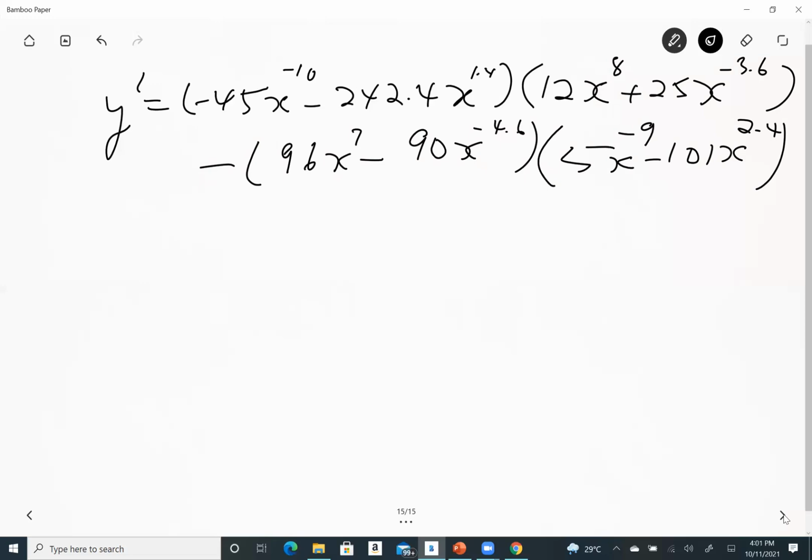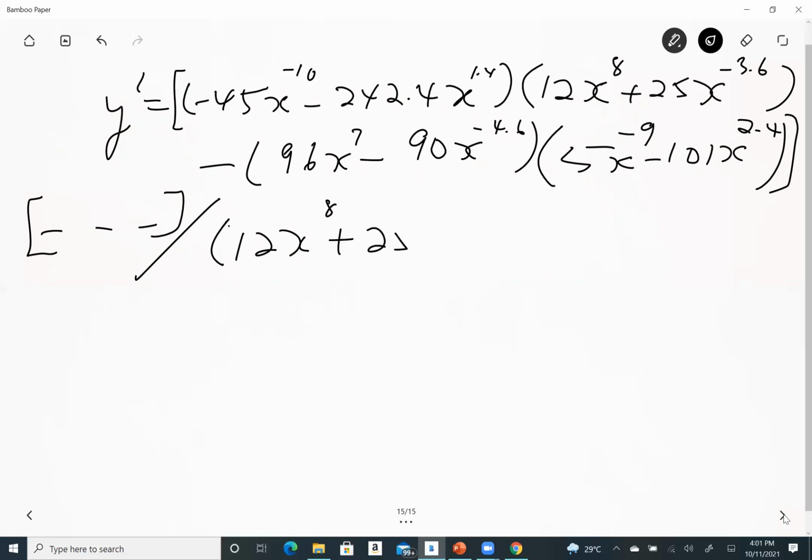Since I use 2 lines, what we do, you make a big bracket there. Okay, make big bracket. I put this number here because I don't have the space. Actually I can just do like that. So the big bracket that I have, I divide by that division sign. You put the division sign, and then you divide by v squared, which is 12x to the power of 8 plus 25x to the power of -3.6, everything squared. No need to simplify. If you want to simplify, that's good too, but it will take some time, and that is not our purpose.